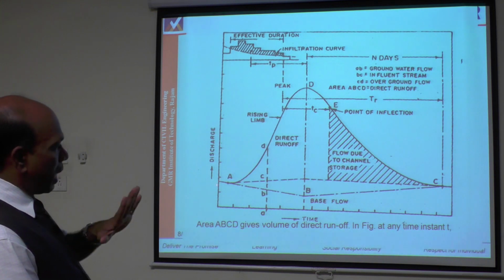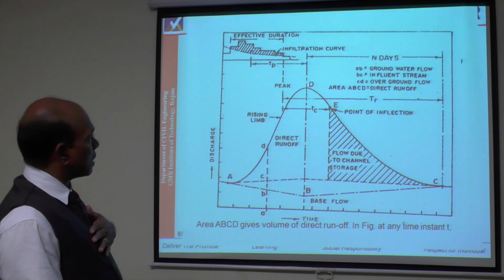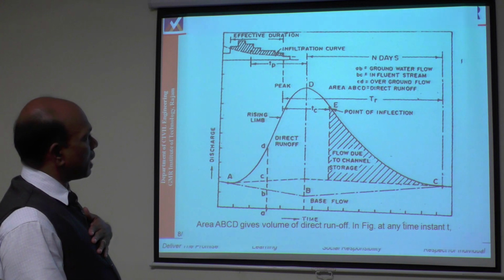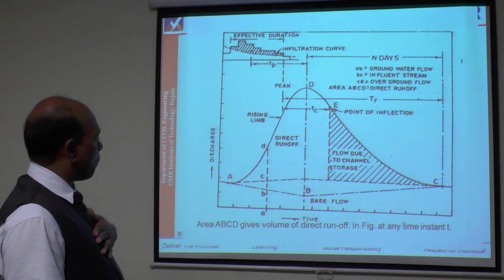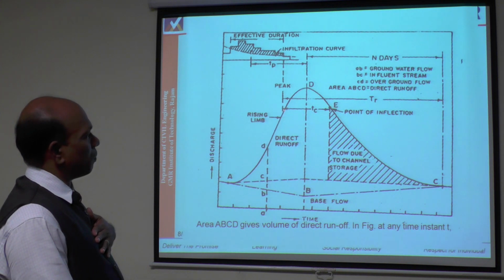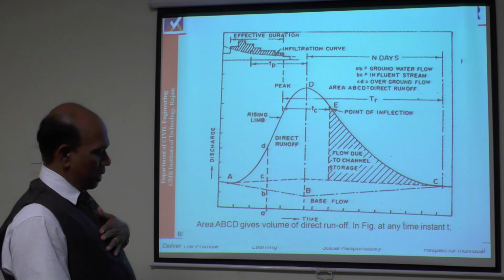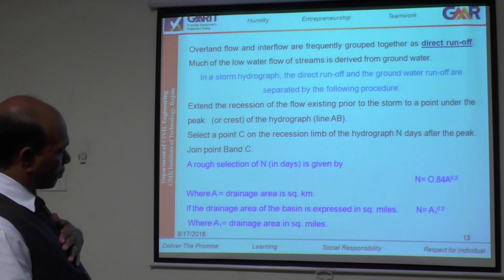Here you should learn some points. This is the peak of the hydrograph. D is the peak of the hydrograph. A is the point of rise of the hydrograph. Right?